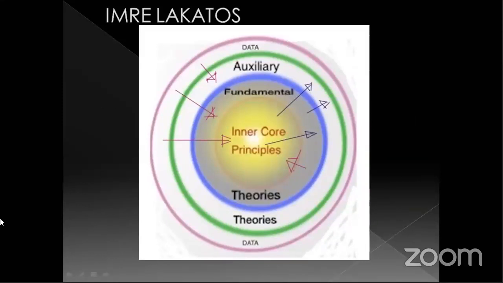Now here you are: the Lakatos circle. At the very outer circle, you can find data. Then we have the buffer zone, the auxiliary theories. And then the fundamental theories, the inner core principles. So to change the inner core principles, you need to start from the data level. You need to accumulate contradictory data, rather. Then you try to penetrate the auxiliary theories. And after penetrating the auxiliary theories, you will go to the fundamental theories and change them.